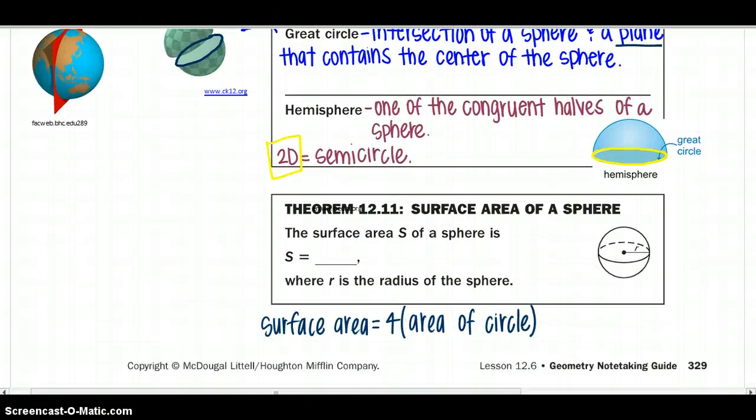Continuing on with this, we're going to go to Theorem 12.11. Knowing the surface area of our sphere, the equation will be 4 pi r squared. So I say that as the surface area is 4 times the area of the circle created, or you can call that the great circle. So this again will be in units squared.